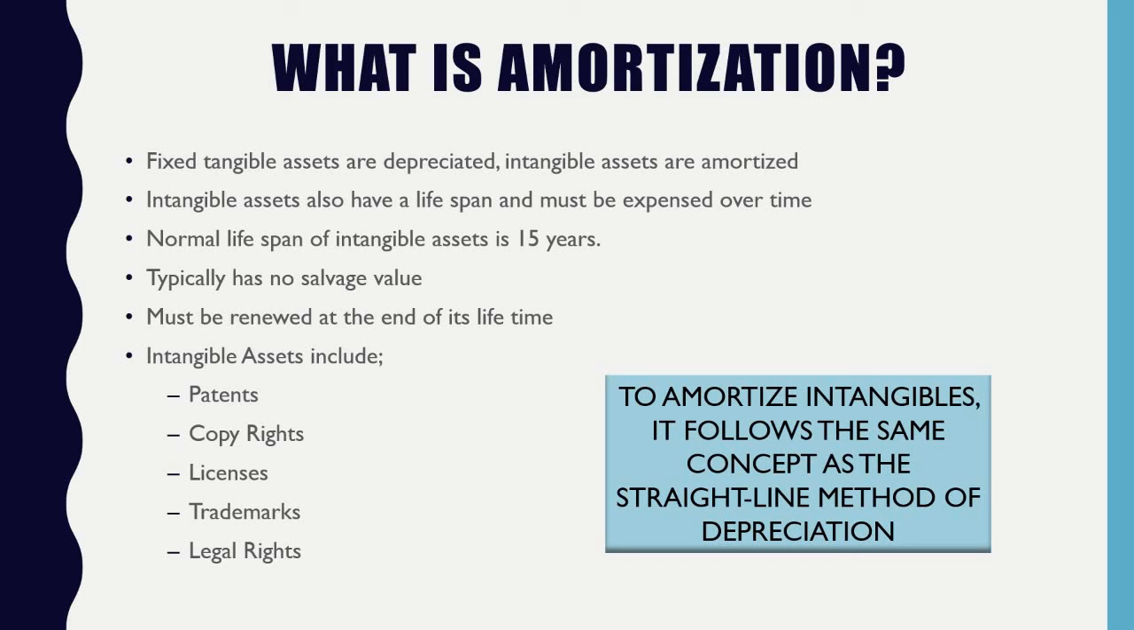However, when you're looking into a patent or a copyright, you are going to follow the exact method of straight line. You're going to amortize it by following the exact instructions for straight line. The only difference is you don't have a salvage value. So right away, you're good to go, because your base is just your asset cost. And once again, for this class, I just want you to know 15 years.